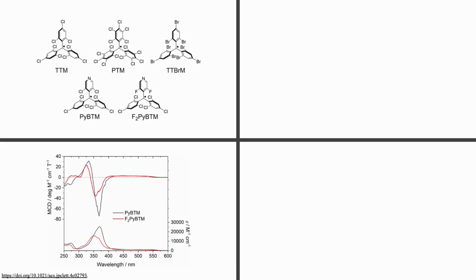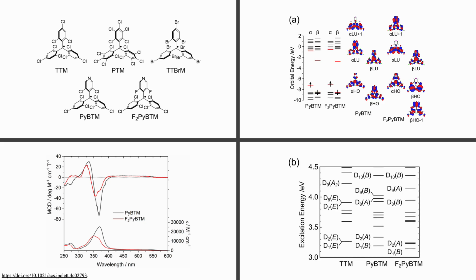So this is the MCD spectra they got for a couple of these molecules. But as with most MCD spectra, our goal was to assign the transitions we were seeing here. And in order to do that, they needed to do some DFT calculations to calculate the molecular orbitals and energy levels of these excited states. So that's what we can see on the right here.